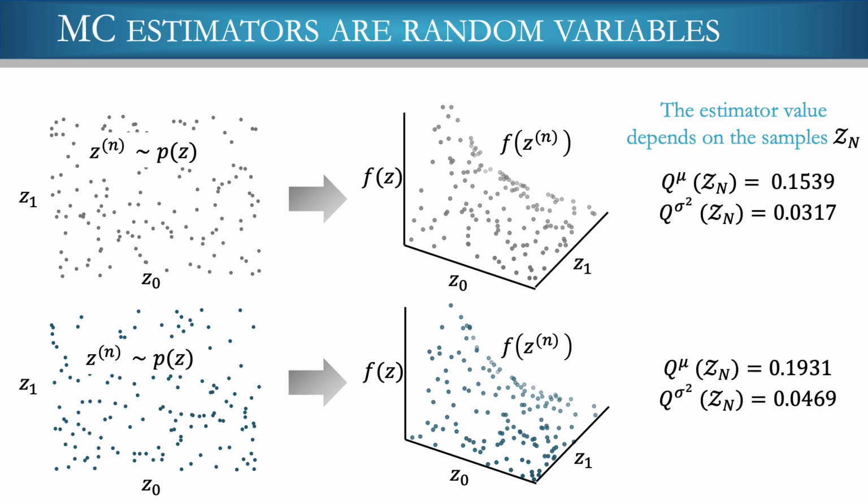The two rows of the graphics on this slide illustrate this point. The top row displays one set of samples drawn randomly from the PDF of Z and their corresponding function values. The mean and variance computed using these samples is shown on the far right. Similarly, the bottom row uses another set of samples drawn randomly from the PDF of Z. The mean and variance computed from these samples is different to the first. This means that Monte Carlo estimators are random variables, that is, their value depends on the samples of Z used to construct them.